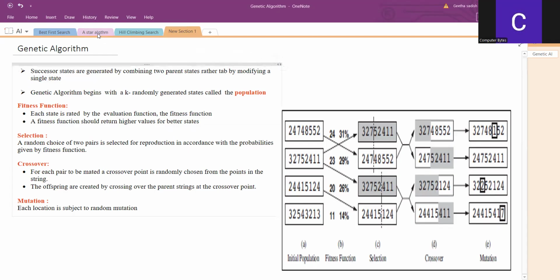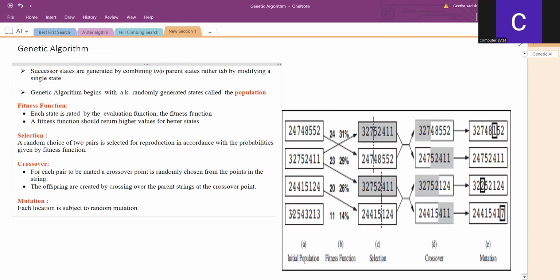Already we have seen about the hill climbing search, which modifies a single state. In the previous video, I have explained about the hill climbing search. This genetic algorithm also comes under the local search algorithms. So how it differs from hill climbing search is that it takes two parent states and produces the offspring. Initially it randomly selects the states, which is called the population.